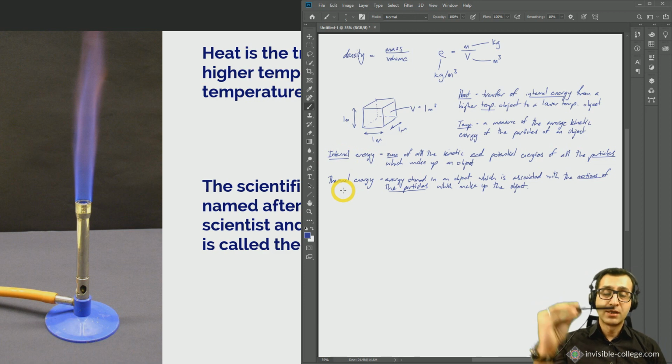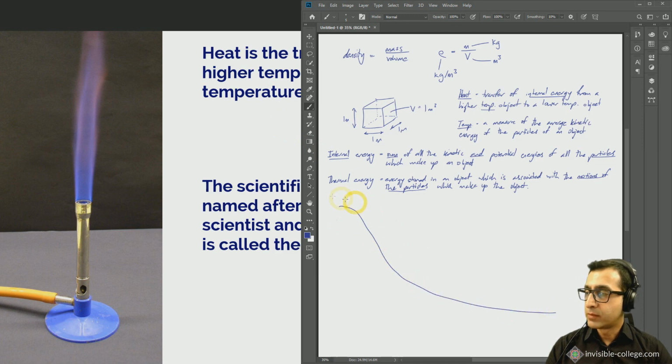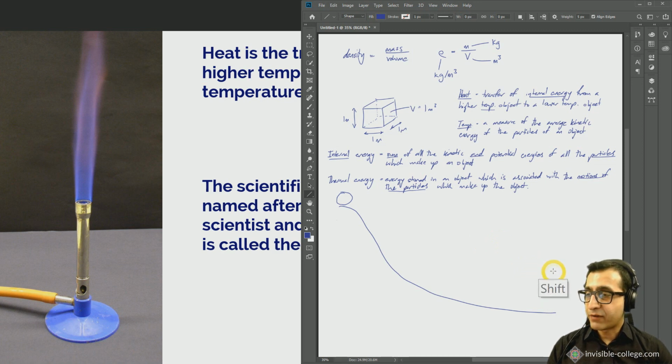So imagine we have this pen, or in fact, let's use a slightly different example. Let's imagine we have a boulder sitting on top of a hill. So here is our boulder, sitting on top of the hill, and at the bottom of this hill, we have a wall.